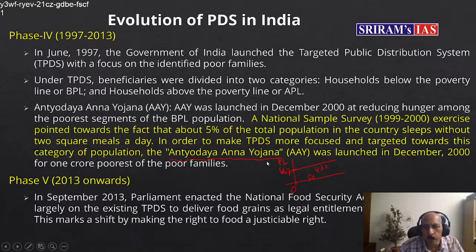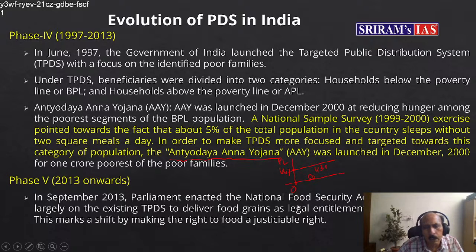These families to be given the special attention under the PDS system. And these families were to be given the food grains at the least price possible to them. And therefore, in 2000, the prices set for Antyodaya Anna Yojana families was rupees 3 per kg for rice, rupees 2 per kg for wheat, and rupees 1 per kg for other coarse grains. This was the price set for the Antyodaya Anna Yojana families.